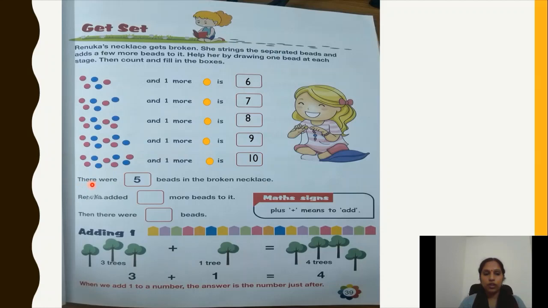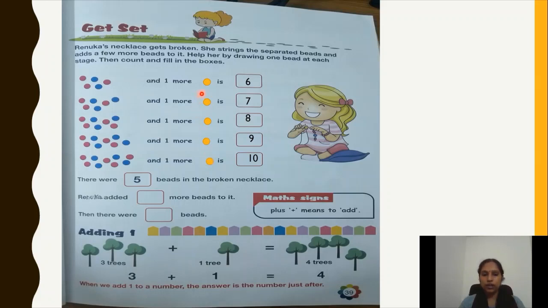Yes. Now put your finger here and read with me. There were 5 beads in the broken necklace. Renuka added dash more beads to it. So tell me how many more beads she added. Can we count and see? Here she added one more. Here one more. Here she added one more bead. Here she added one more. And here she added one more bead.